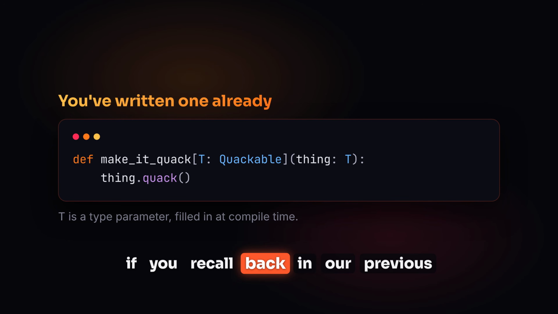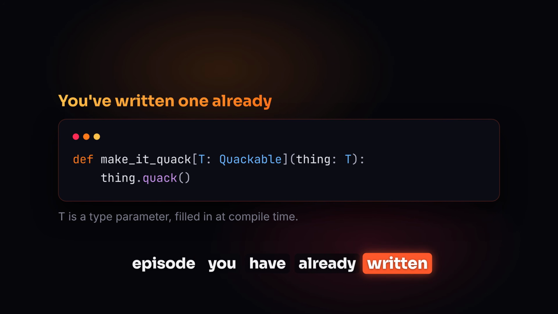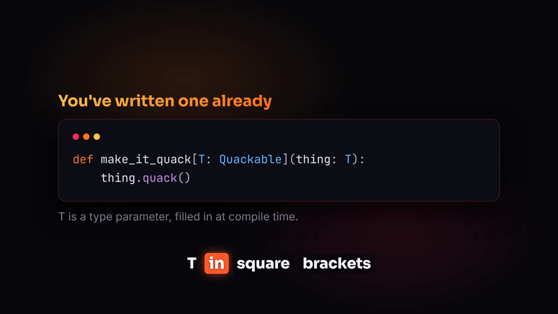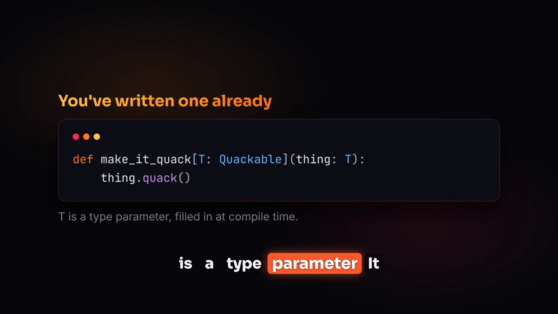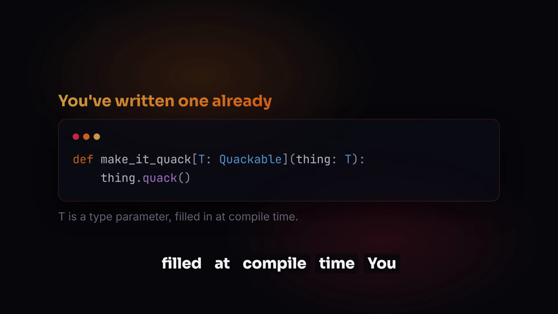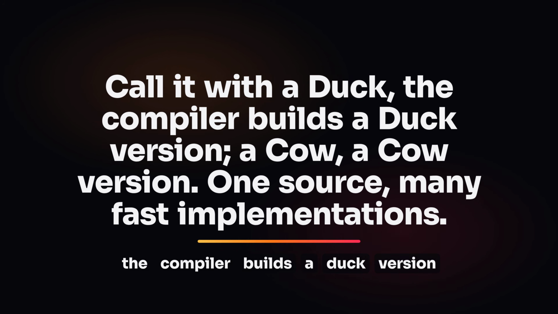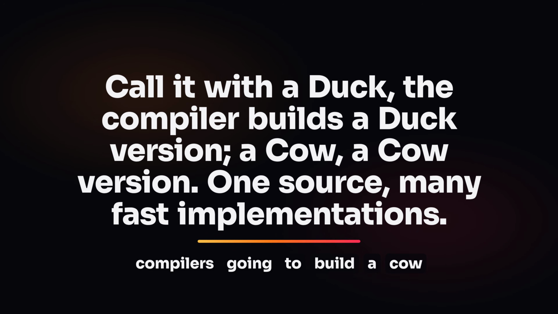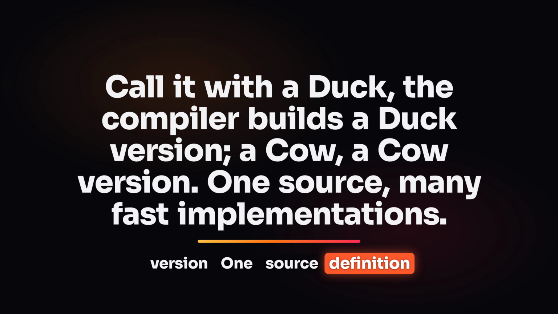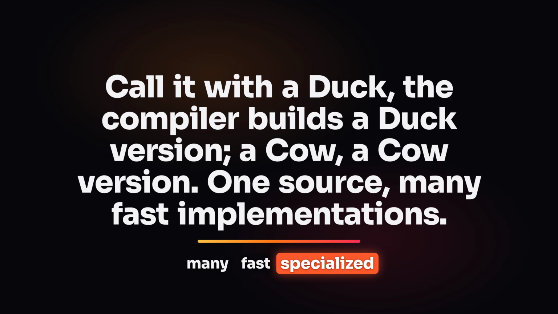And if you recall back in our traits episode, you have already written this once. That capital T in square brackets is a type parameter. It stands in for some type filled in at compile time. You can call it with a duck and the compiler builds a duck version. Call it with a cow and the compiler is going to build a cow version. One source definition, many fast specialized implementations, full safety throughout.